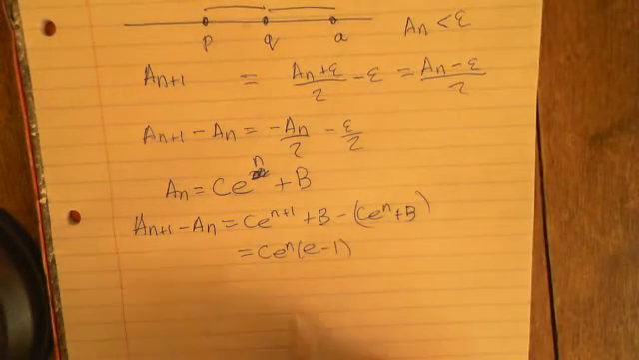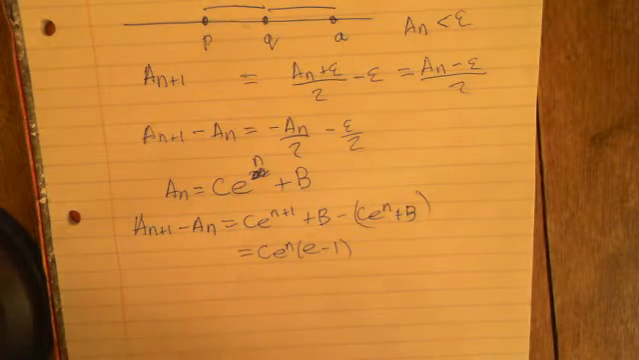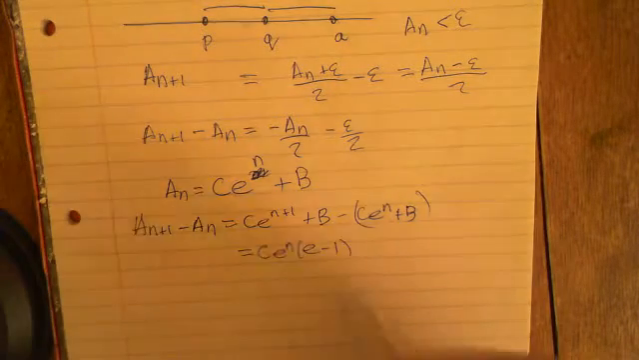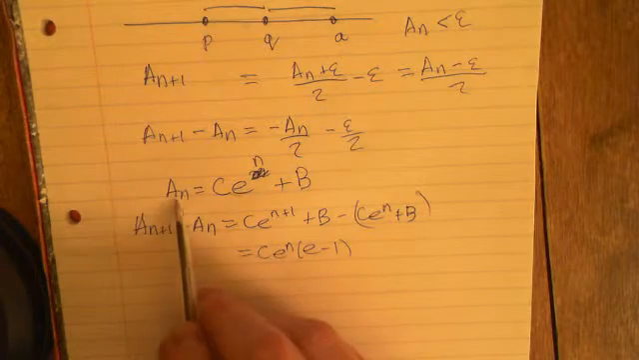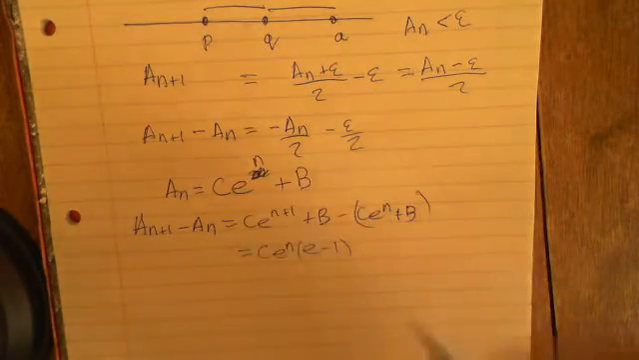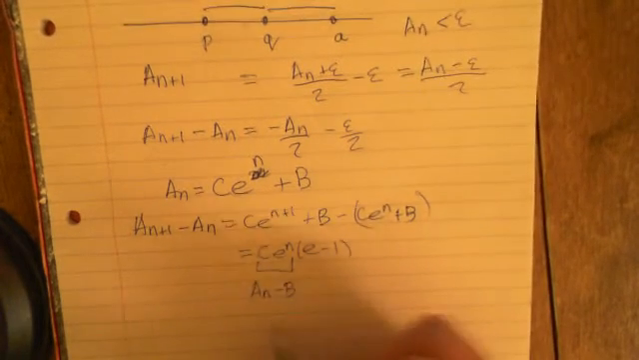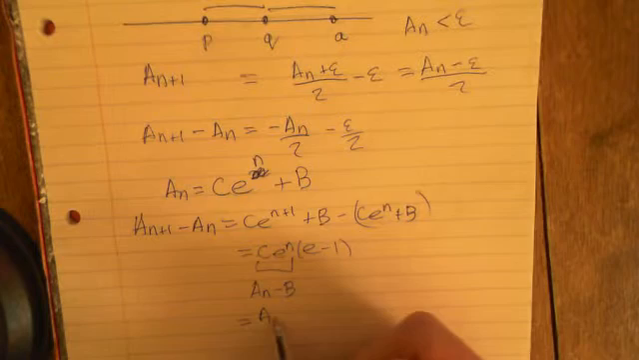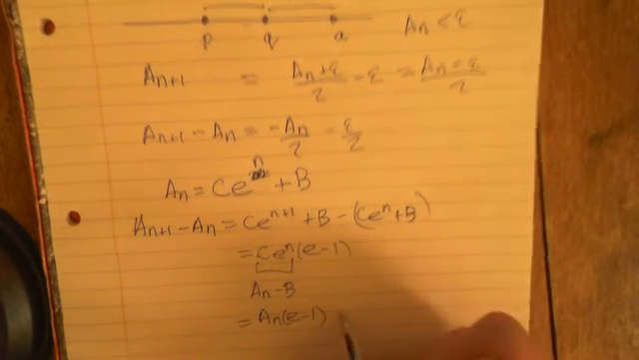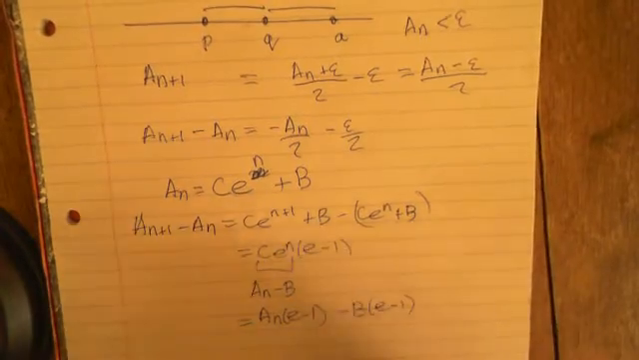And the b's will cancel. So here we have our expression, right? So here's the clever part. c to the n was equal to a to the n, wasn't it? c to the n plus b was equal to a_n. So c to the n is a_n minus b, isn't it? So it's equal to a_n (e minus 1) minus b (e minus 1).